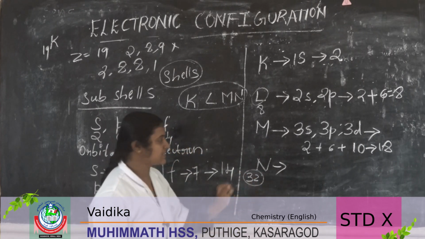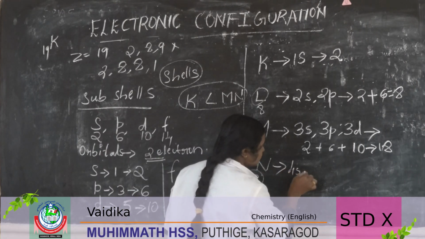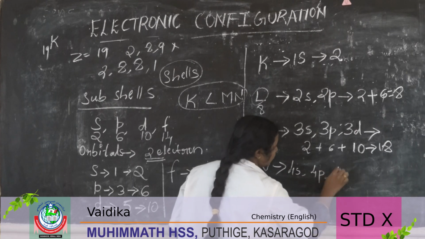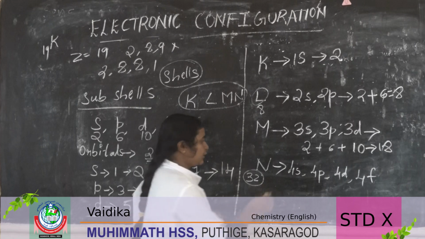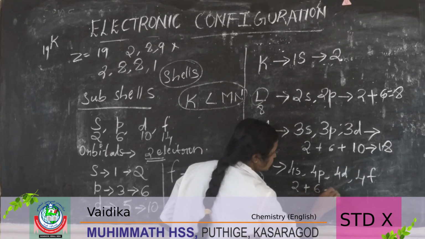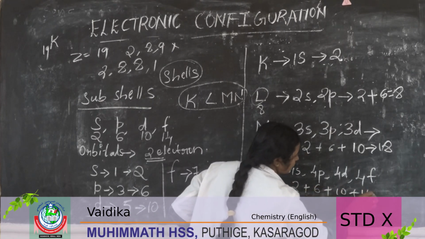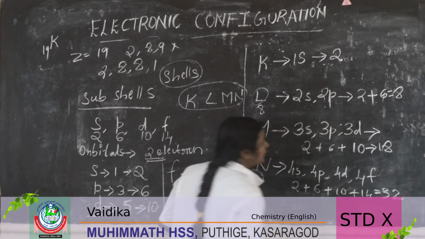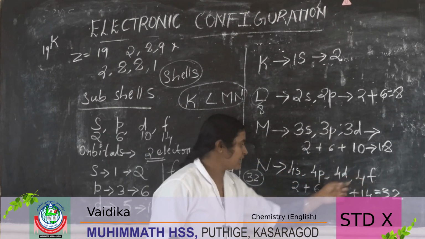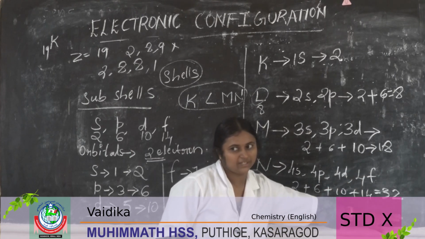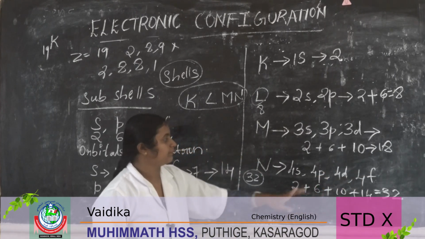So how many subshells are there? 4s, 4p, 4d and 4f. So how many electrons? 2 plus 6 plus 10 plus 14. Total it will be 32. So in the N shell, 4 subshells are there and also 32 electrons can be accommodated.